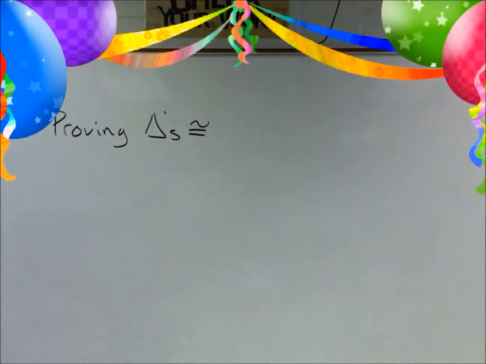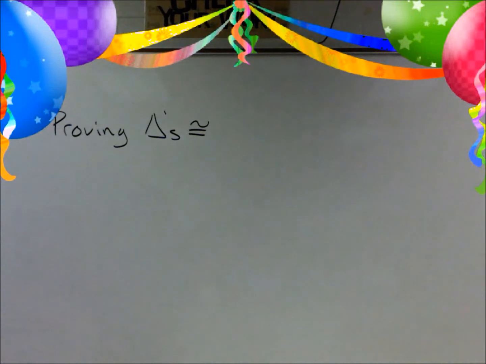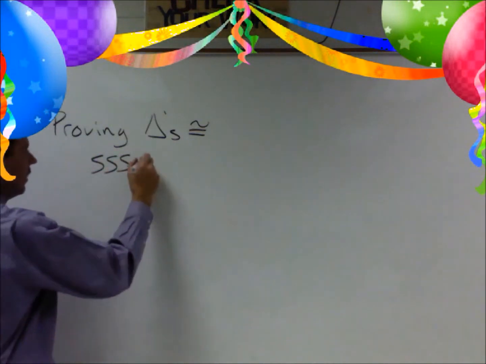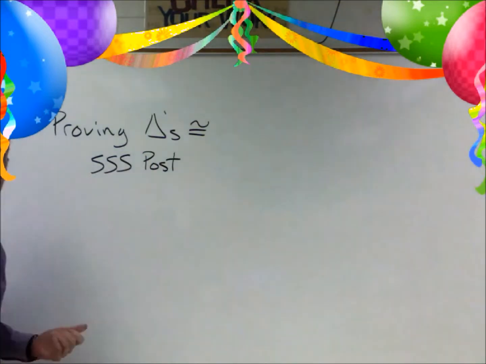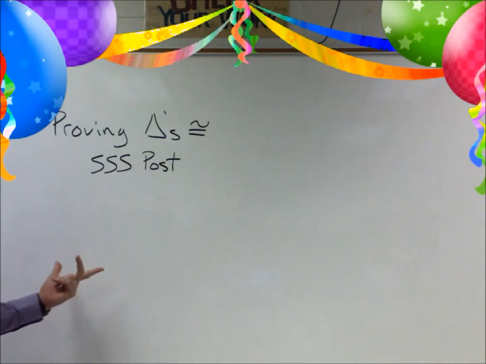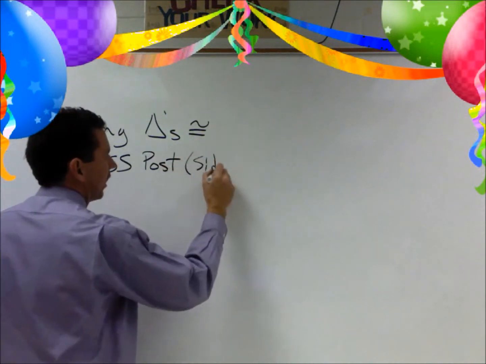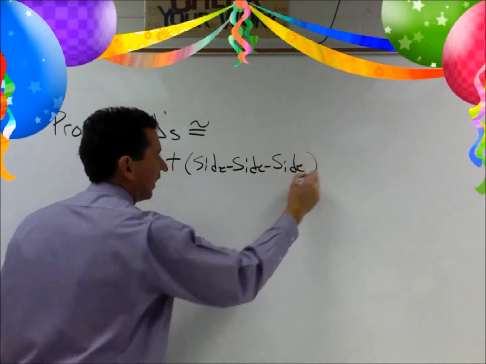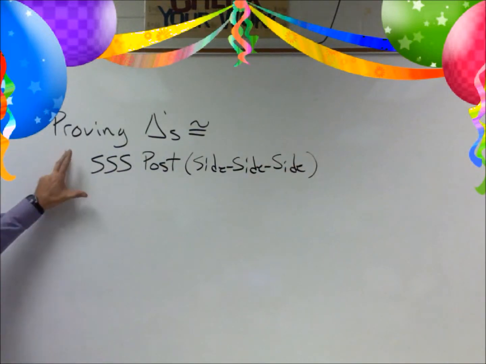All right, I'm going to recap today what we went over in terms of proving triangles congruent. So we went over three basic methods. So with proving triangles congruent, we had the SSS postulate. But what did SSS stand for? Side, side, side. So we had the side-side-side postulate.